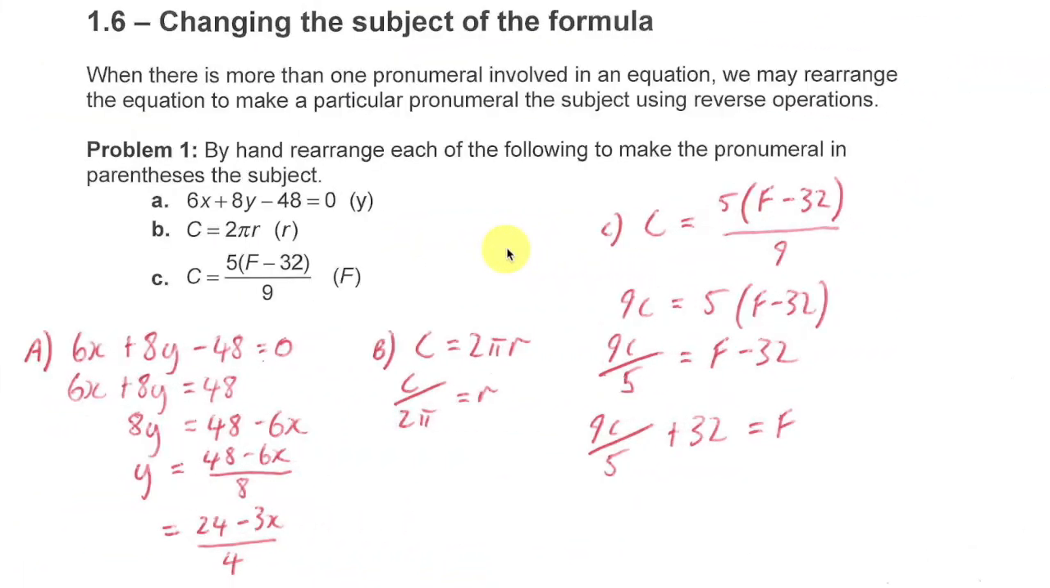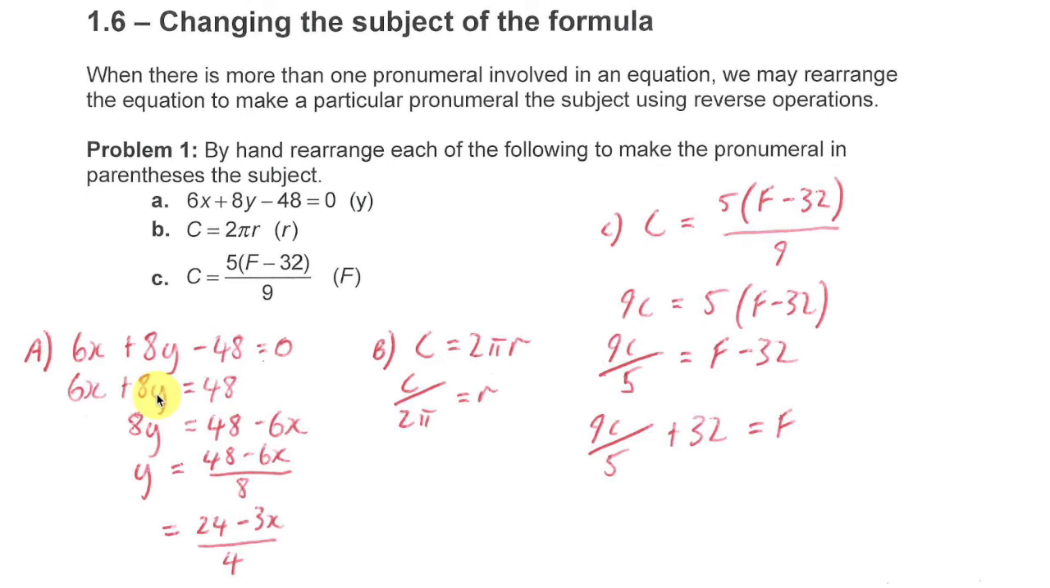In 1.6, we're looking at changing the subject of a formula or an equation. So in A here, I've got 6x plus 8y take 48 equaling 0, and I've got to make y the subject. So we use the same kind of ideas as when we're solving equations. So obviously what I want to do is get y by itself here. So my first move, I'm going to add 48 to both sides.